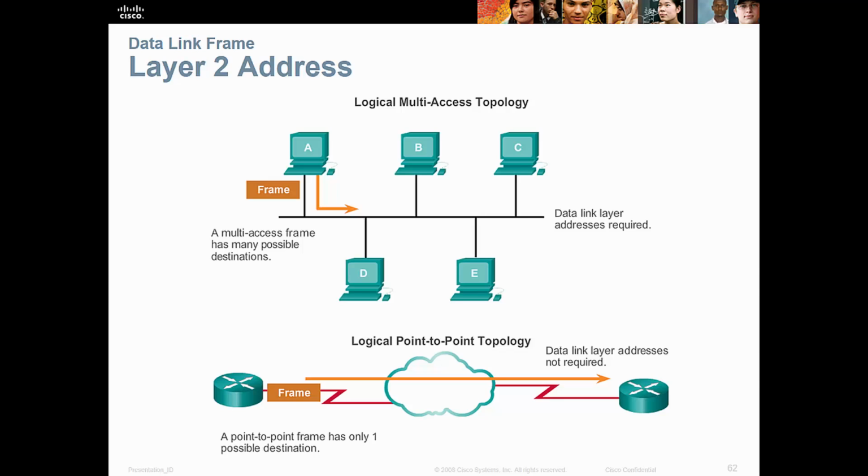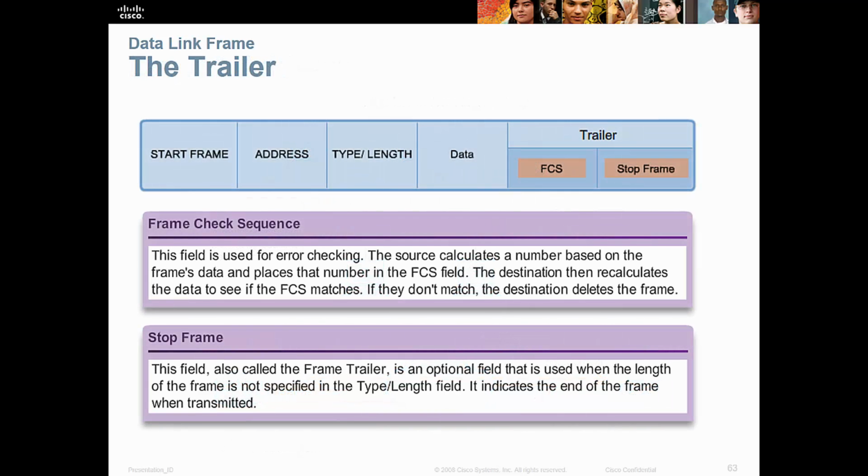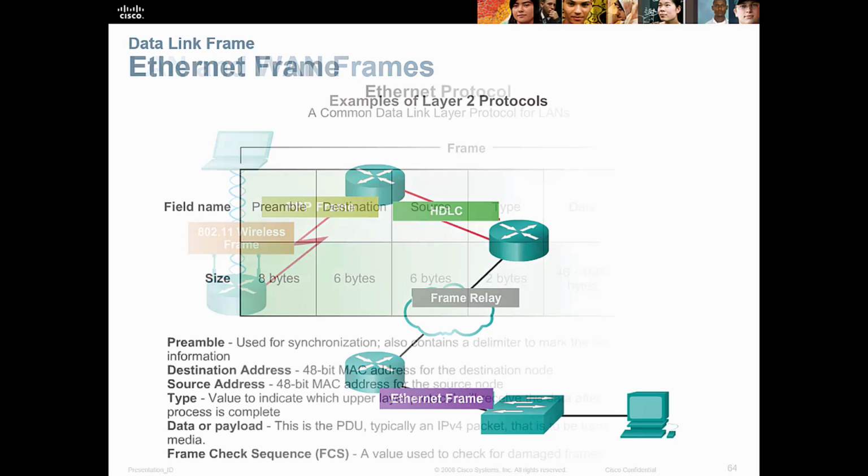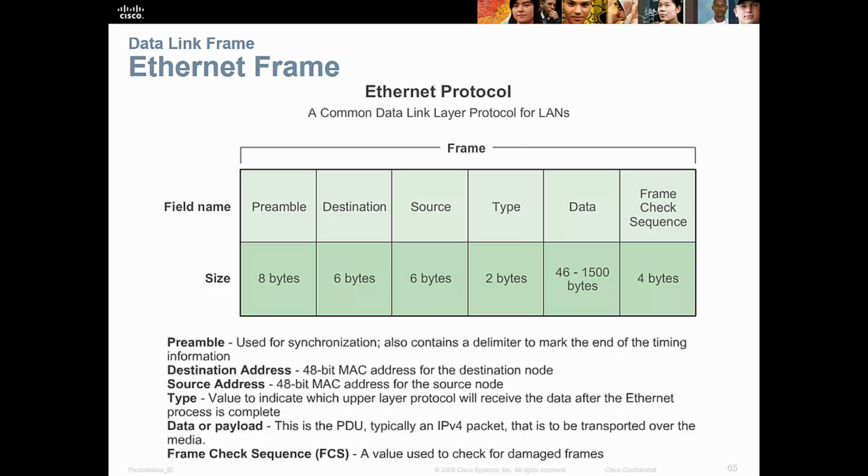Here's a multiple access frame and has minimal possible destinations, and it could go to each PC if we're not using the appropriate technology. We've already talked about our trailer being our frame check sequence. Again, that's used for error checking, and our stop frame. Here are our LAN and WAN frames because again, the different types of technology being used could be different. Are we using HDLC, Frame Relay, MPLS, PPP frames, Ethernet frames? All of these frames may be different. Ethernet's the most common type, but again, it varies.